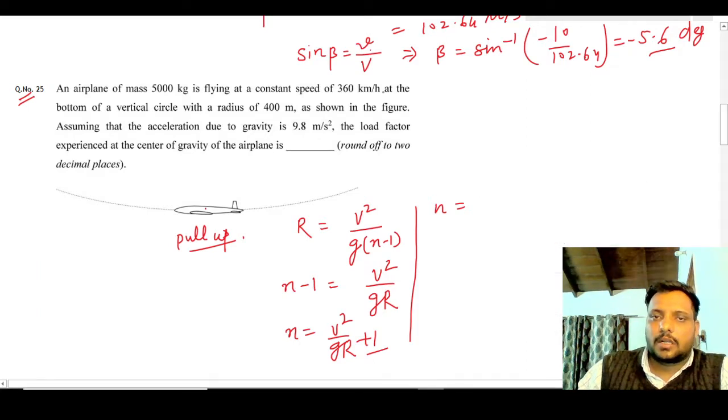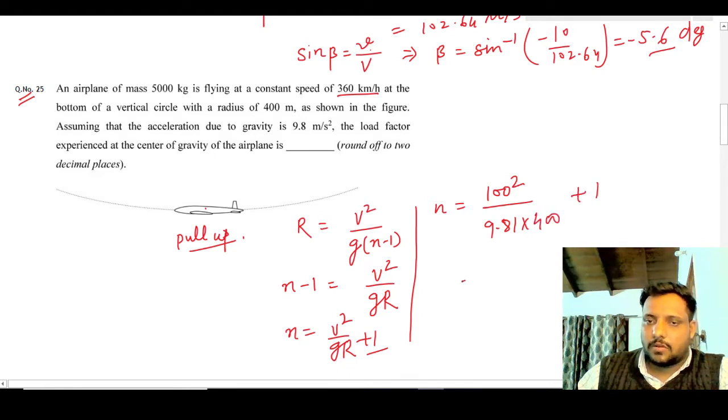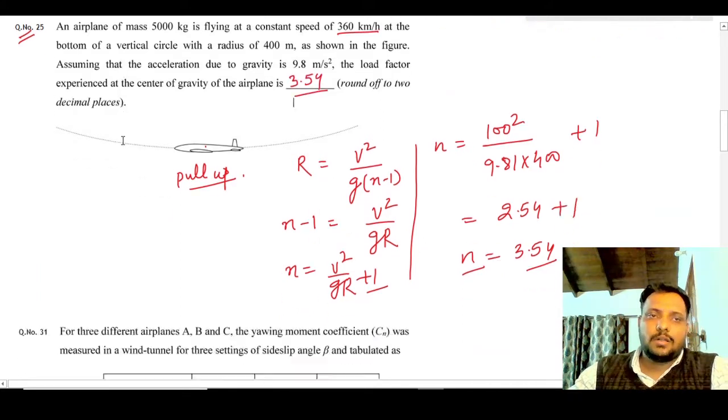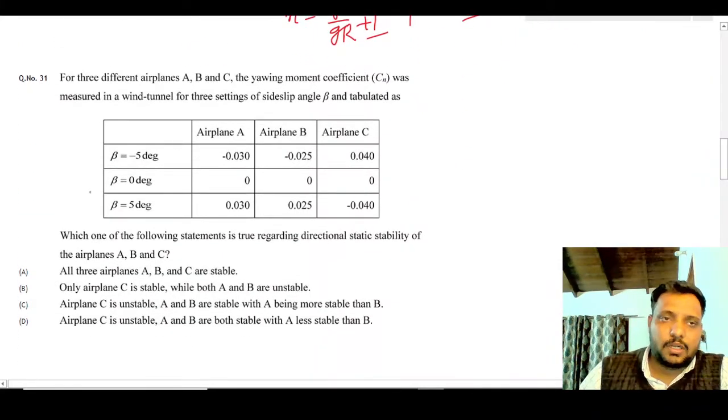360 km per hour, so in meter per second it will be 100. Radius is 400 meters plus 1, so it is 2.54 plus 1, which is 3.54. So this is the load factor experienced at the center of gravity of the airplane in a pull-up maneuver. So 3.54 is the correct answer here. Now next question is question number 31.